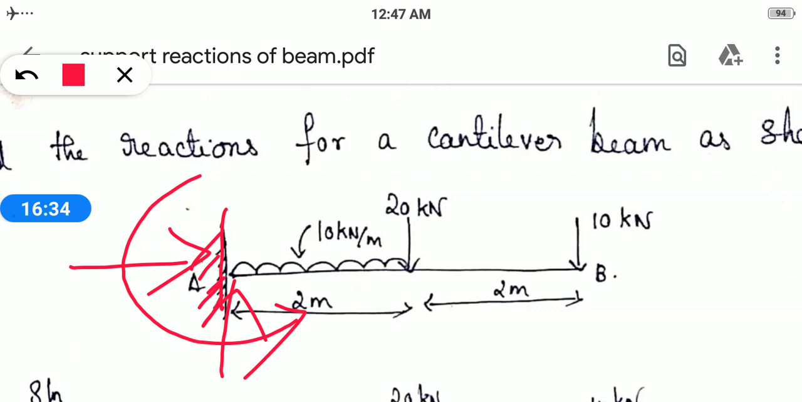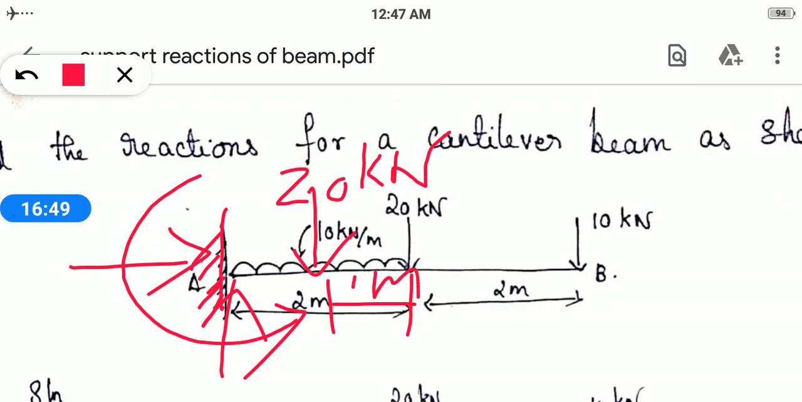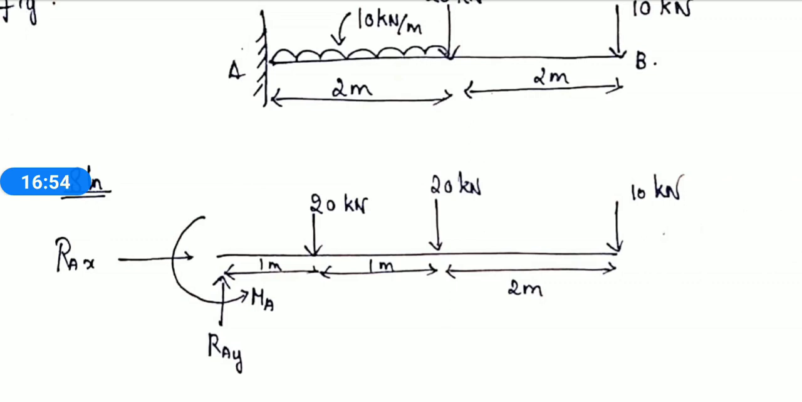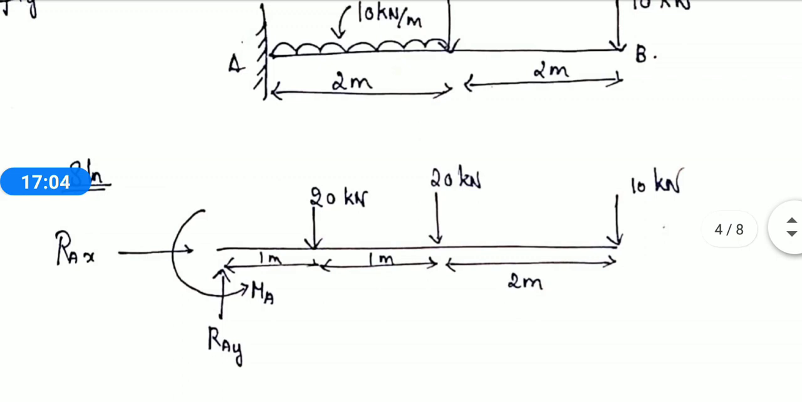To convert this 10 kilonewton per meter UDL into a point load, W into L, that is 10 into 2, acting at the center. So 20 kilonewton acting at 1 meter on either side. See, that is what we had mentioned over here. There will be no reactions at the free end, so it is 10 kilonewton directly, and 20 kilonewton acting at the center. We had converted this UDL into a point load, and here comes your reaction, that is RAy, RAx and moment MA.